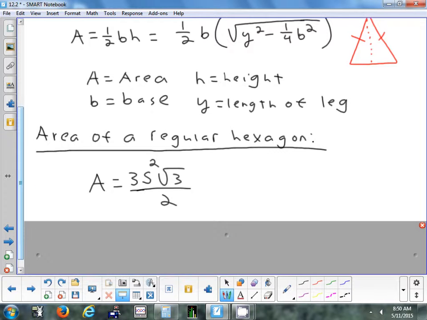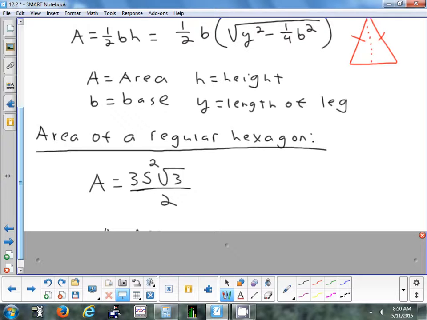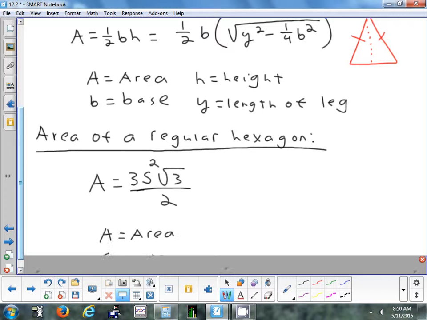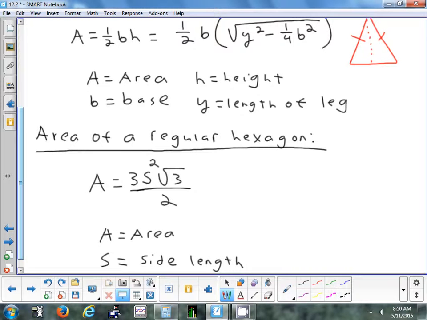Okay, this is the formula for the area of a hexagon. Okay, so if you come across any hexagon bases in the homework, this is how you find the area of them. Okay, so there's your hexagon. All you need is the length of one of the sides. Square it, multiply by 3, times the square root of 3, divide by 2.